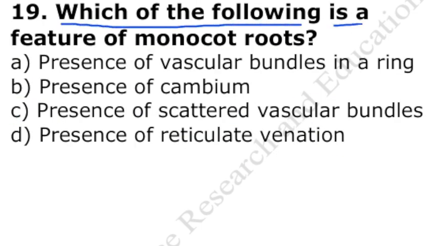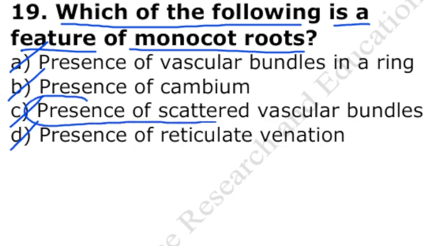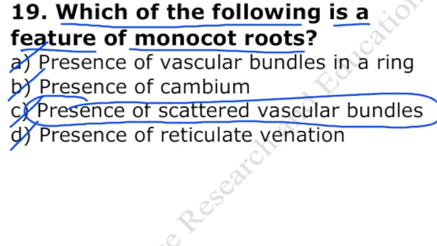Which of the following is a feature of monocot root? Presence of vascular bundles in a ring, presence of cambium, presence of scattered vascular bundles, presence of reticulate venations. The main feature of the monocot root is the presence of scattered vascular bundles.